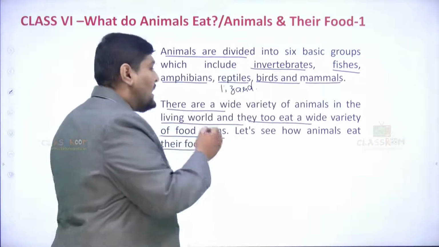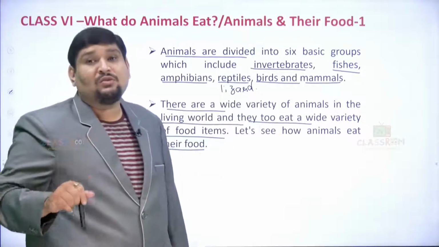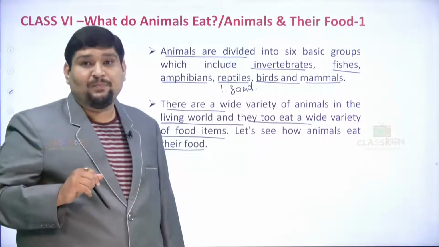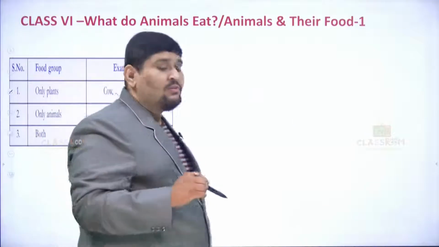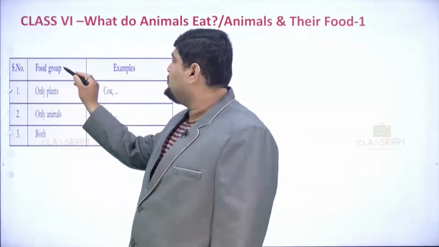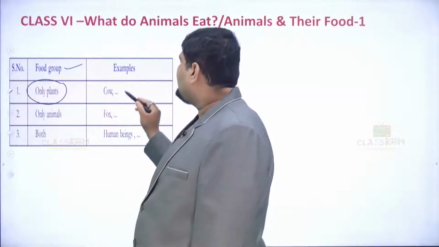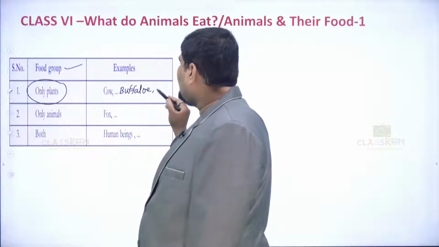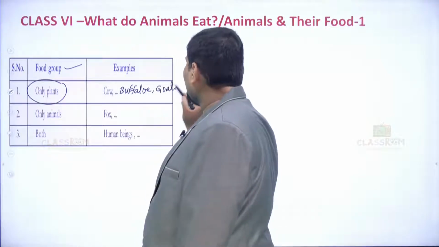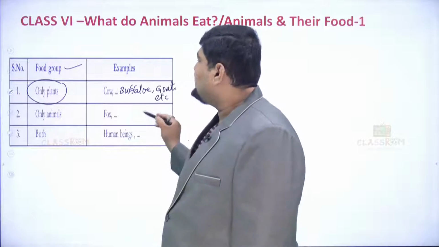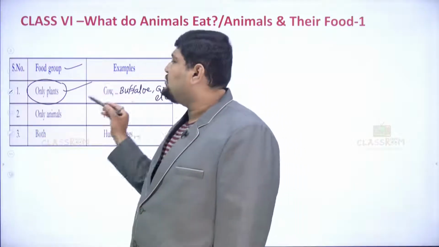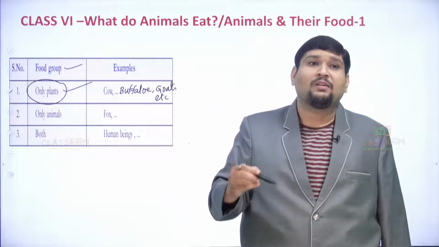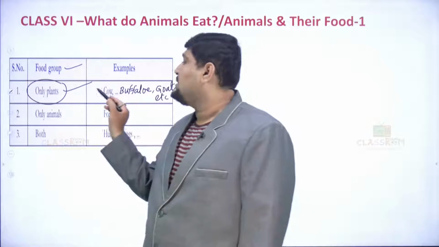So let's see how animals eat their food. How they have their food is what we are going to learn in this chapter. You can find the different modes, like the example given, food group: only plants. Cow, buffaloes, goats and so on eat only plants, the grass, or only plant products.